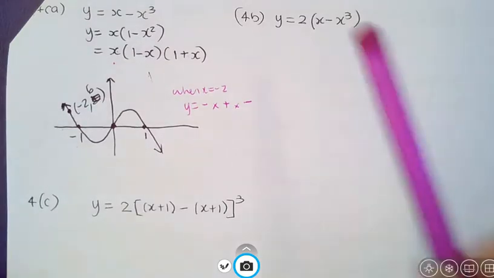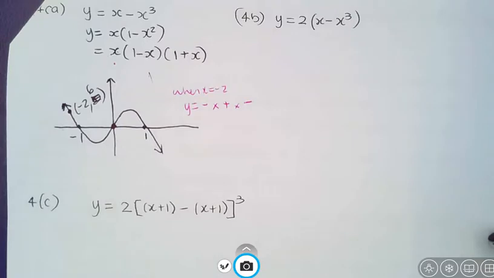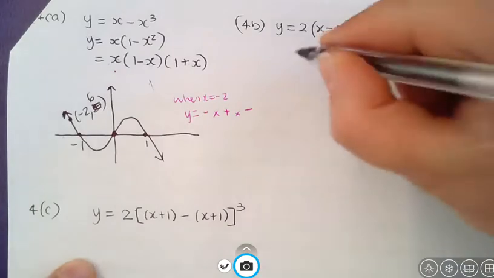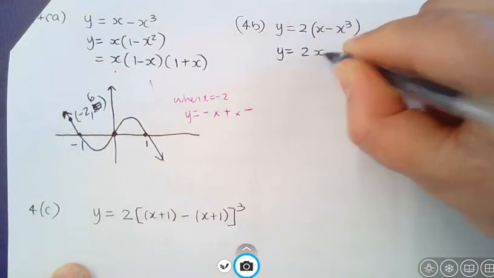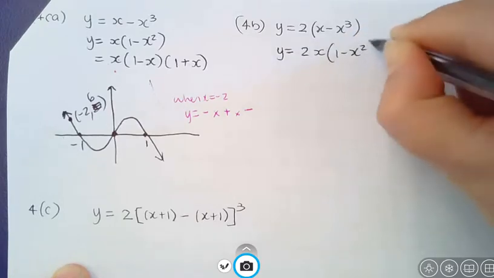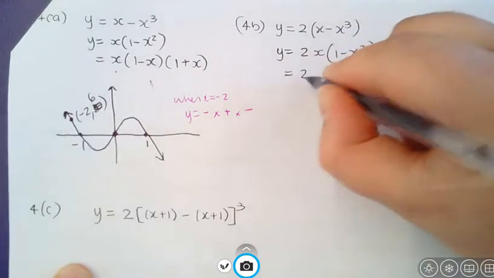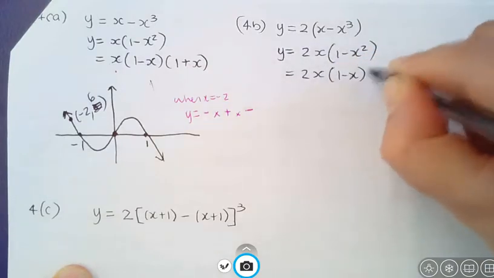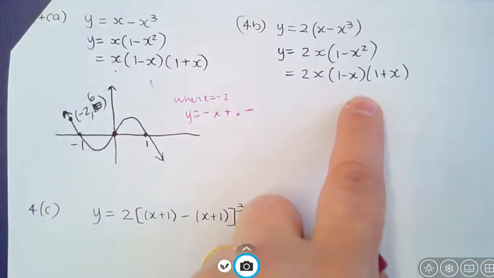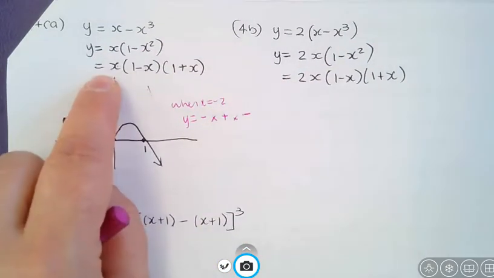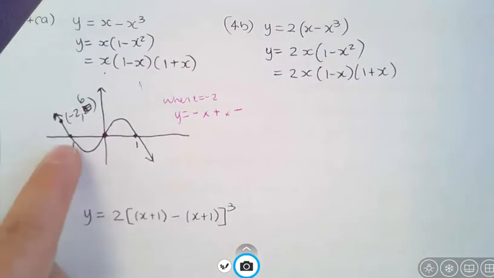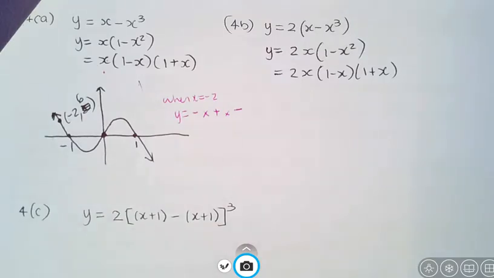Okay, we're doing this one now. y equals 2 bracket x minus x cubed. So I'm going to factorize it again. 2, take out the x, 1 minus x squared. Are we okay with that? Which is 2x, 1 minus x, 1 plus x. Compare this with that. Isn't the second equation just twice the first, stretched by a factor of 2? So all the intercepts are the same. It's just that it's going to be taller.